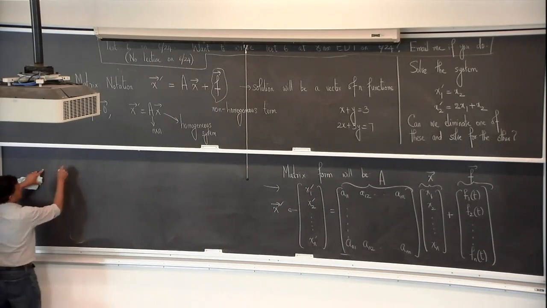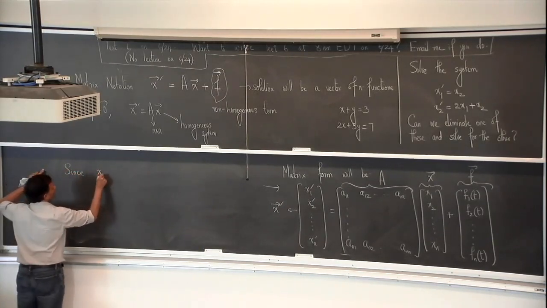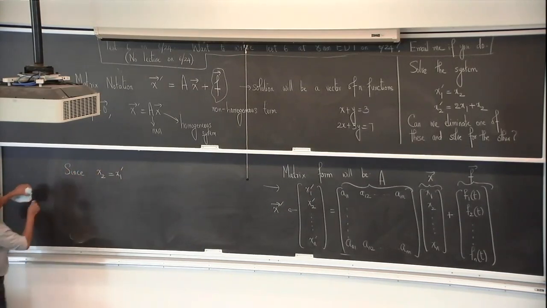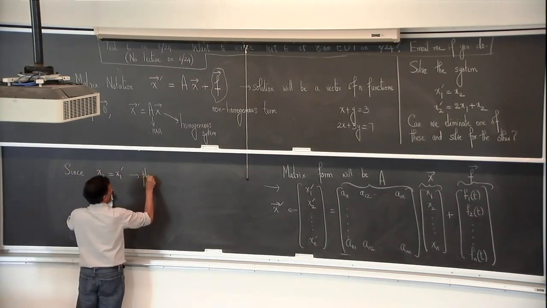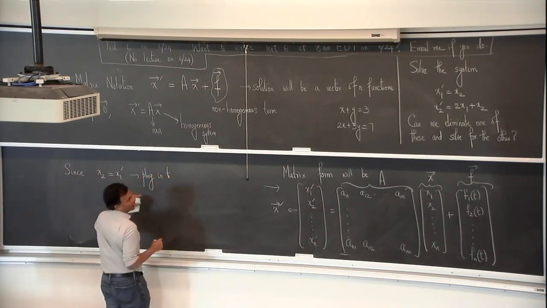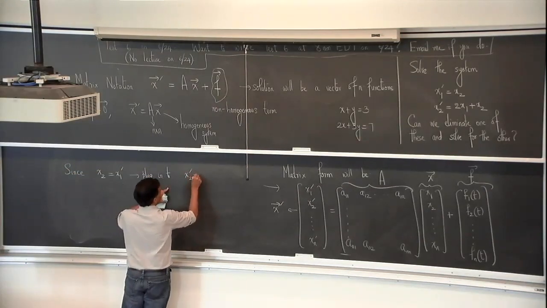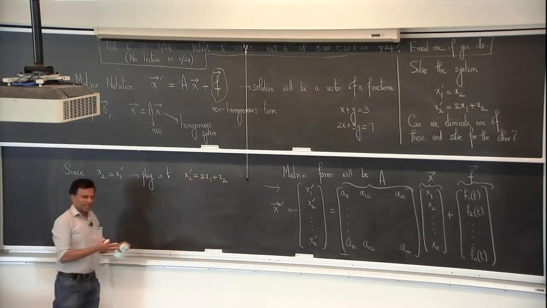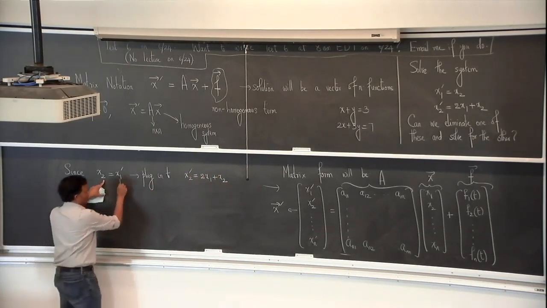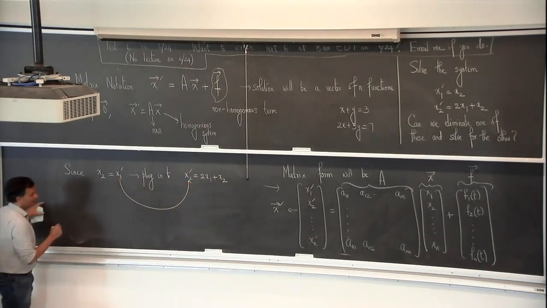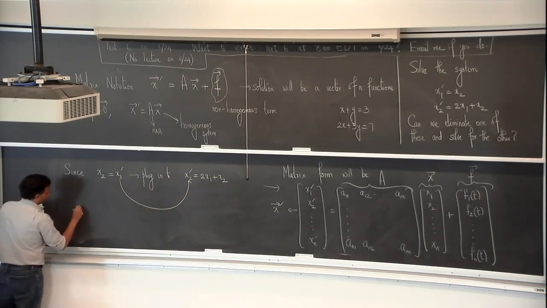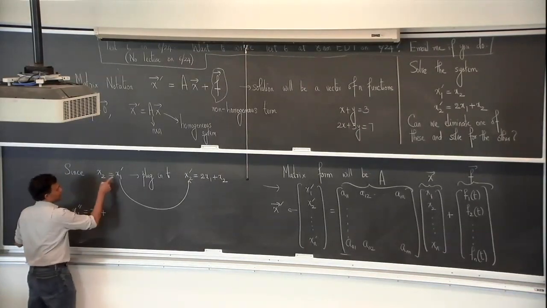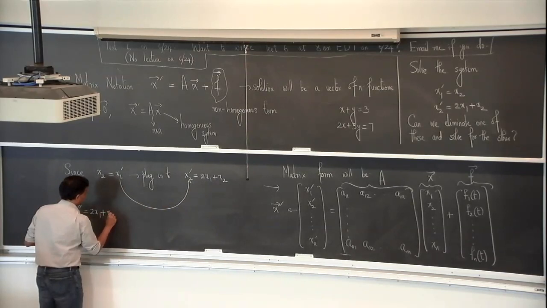So since x2 is x1 prime, that is what the first equation is telling you. Look at the second equation. We can plug it into the second equation, which is x2 prime equal to 2x1 plus x2. That is the elimination process. So this x2 will go in here. It's going to become x1 double prime, because it's x2 prime, equal to 2x1 plus x2, which is x1 prime. So there you have it.